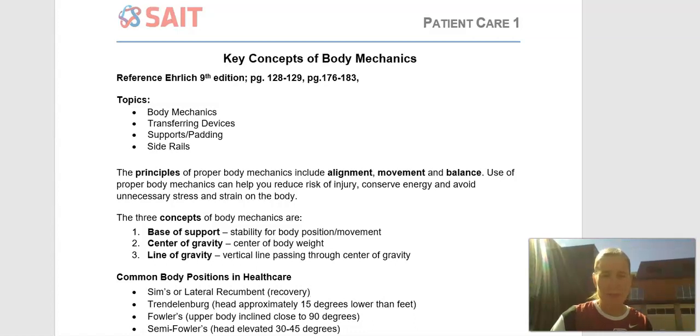Okay, today we're going to go over some of the key concepts of body mechanics. We're going to talk about some transfer devices, some supports and padding that are used in our exams, as well as the importance of side rails.